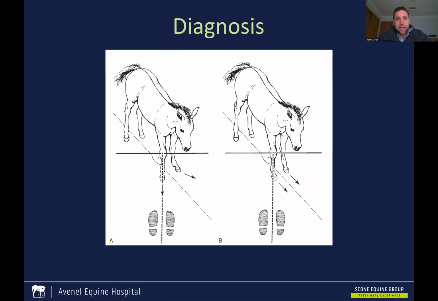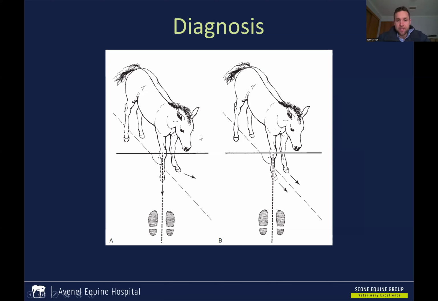And so one of the key things is actually standing in the correct location. What I mean by that is if we're suspicious of an angular limb deformity, or we want to assess the foal for an angular limb deformity, it's all very well to stand directly in front of the foal, but the real and the true place that you want to stand is actually perpendicular to the joint of interest.